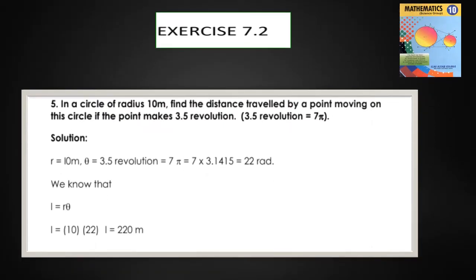Now question number 5. In a circle of radius 10 meter, find the distance traveled by a point moving on this circle if the point makes 3.5 revolution. 3.5 revolution means 7 pi. So R is equal to 10 meter, which is a radius. Theta is equal to 3.5 revolution. So 3.5 revolution means 7 pi. 7 multiplied by 3.1415 is equal to 22 radian.